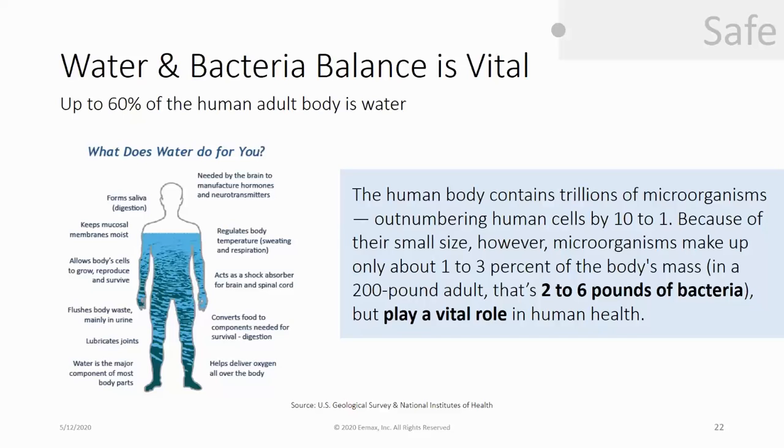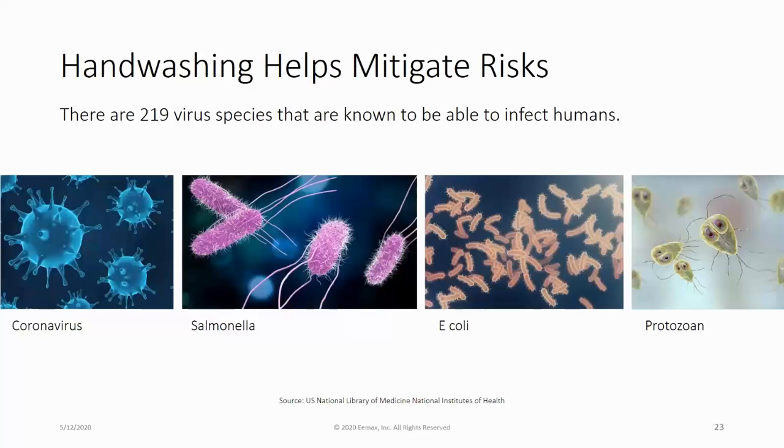Now, the bacteria: the human body contains trillions of microorganisms, outnumbering human cells 10 to 1. The average 200-pound adult will have 2 to 6 pounds of bacteria. Plays a vital role in human health. So how does hand washing play into this? Hand washing is critical to maintain the right balance of water and bacteria and eliminating the harmful bacteria.